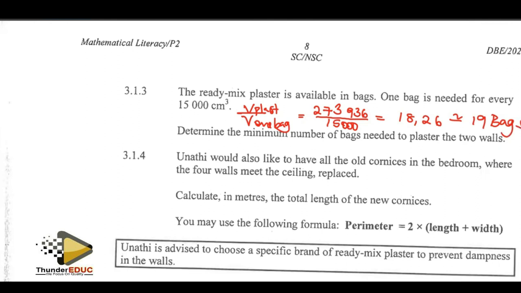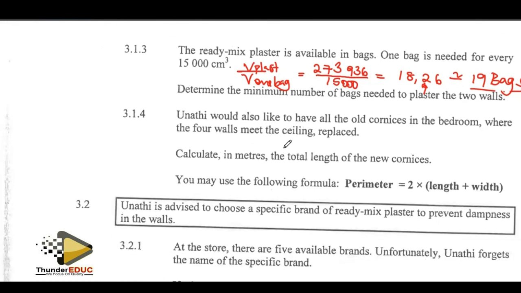bags. Why? Someone might say that the 2 is less than 5 here, and yet we usually round up. It means the person needs 18 full bags with part of another. So where will you get this part of it when they don't sell in half bags? So they need another full bag. However, they won't use it fully. They will use part of it. That's why she needs to buy 19 bags. Determine the minimum number of bags needed to plaster the two walls: 19 bags.